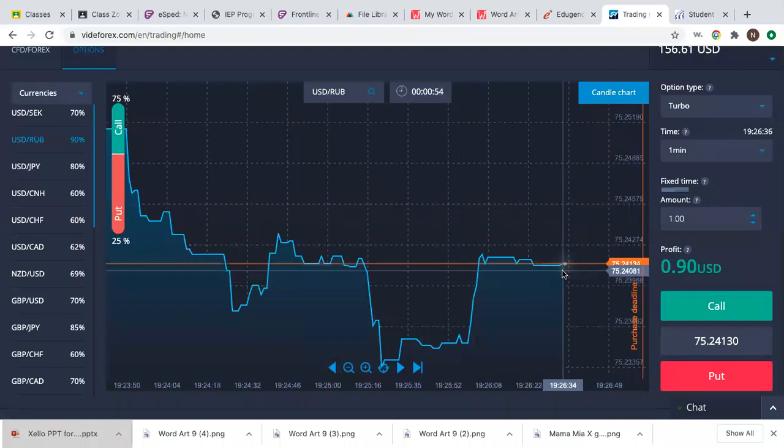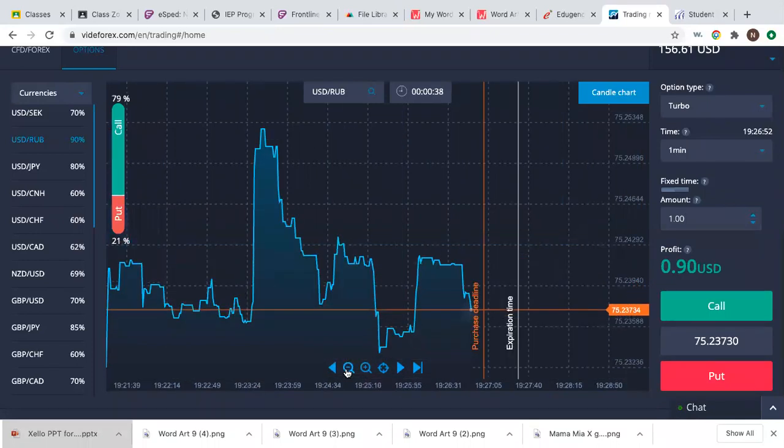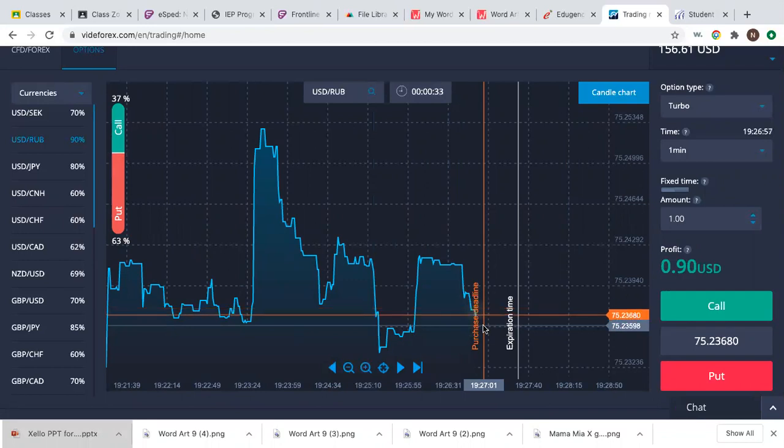Is this going to move up? It's not moving up. It actually went down. I see 80% here and it's moving down. So since it's not actually calibrated together, I'm going to wait for the next one and see.